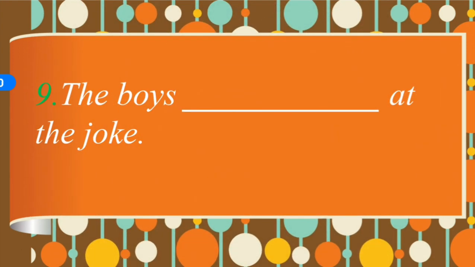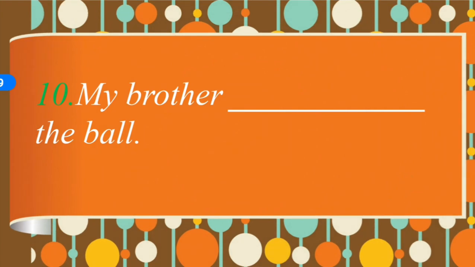Next one. The boys dash at the joke. The verb is laugh. Yes, what is the past form of laugh? Very simple. We add ed to it and it becomes laughed. My brother dashed the ball. Again, an easy one. We add ed, it becomes kicked. My brother kicked the ball.